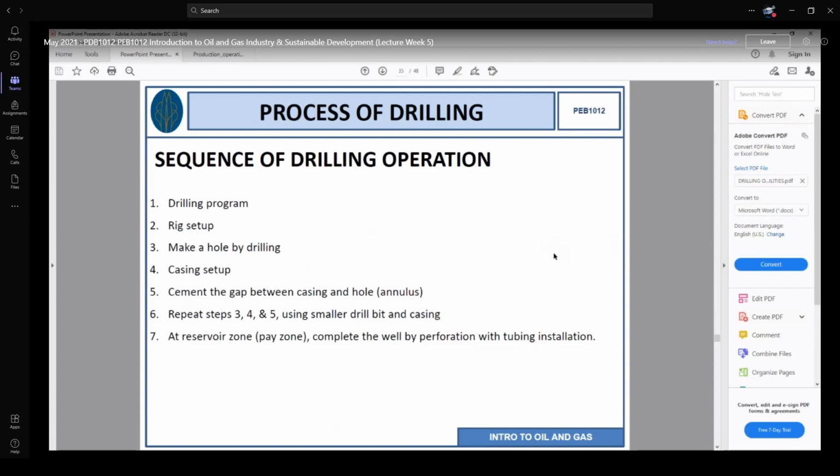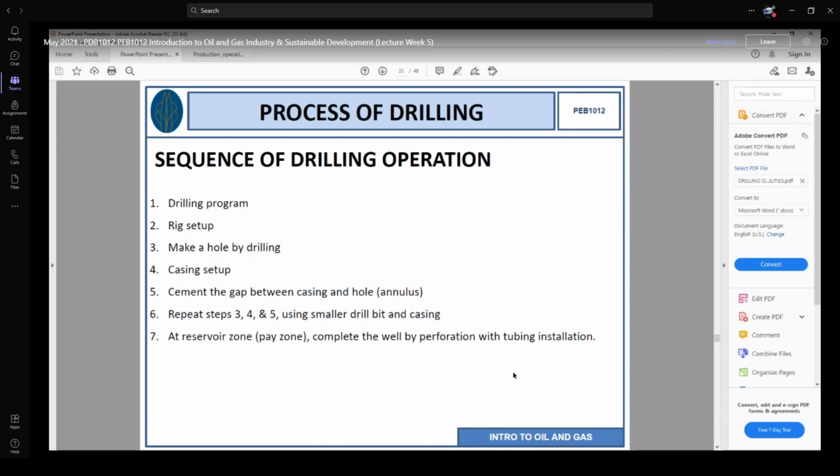Okay, now very quickly we go to the important topic, which is the sequence of drilling operations. How do we reach the target? Are we going to reach the target in just one run, or do we have to go to the target step by step? Yes, we have to do it in a sequence or in stages.